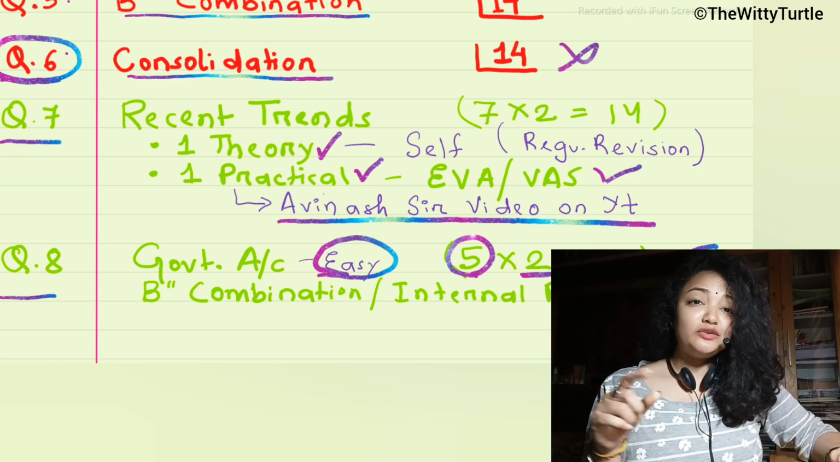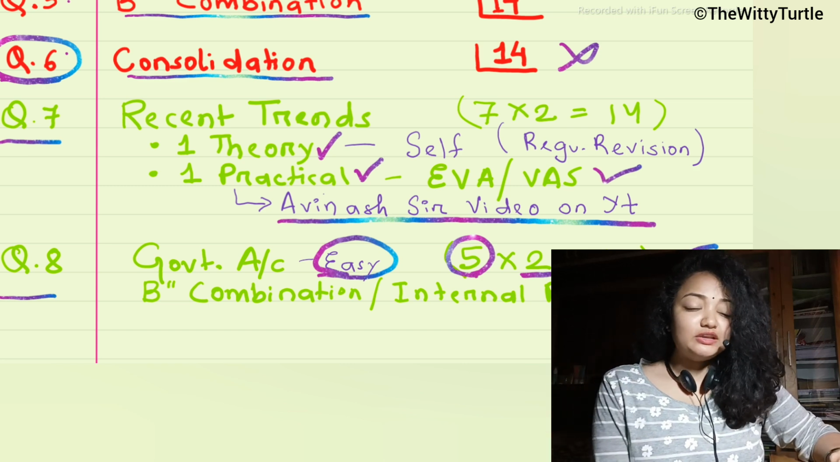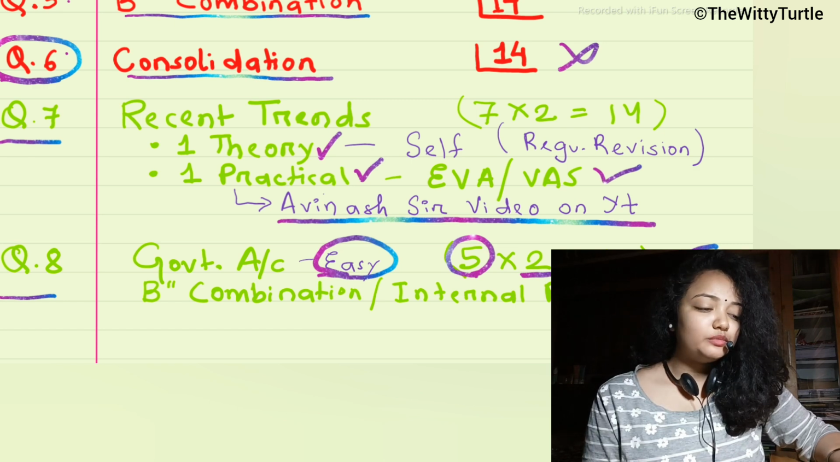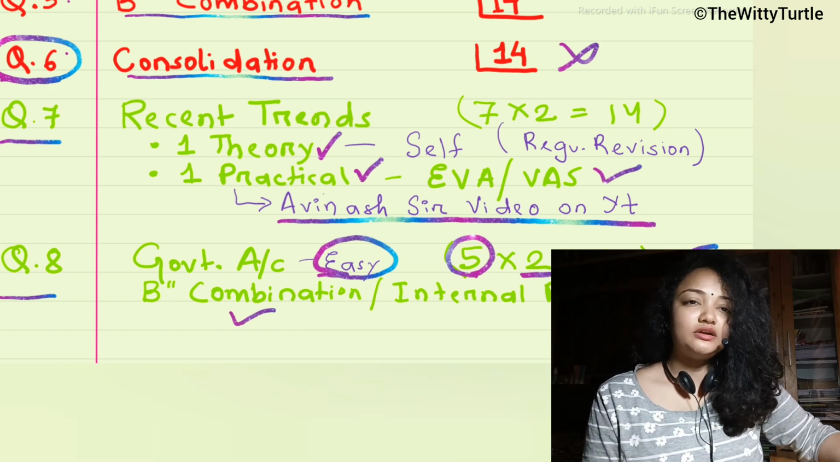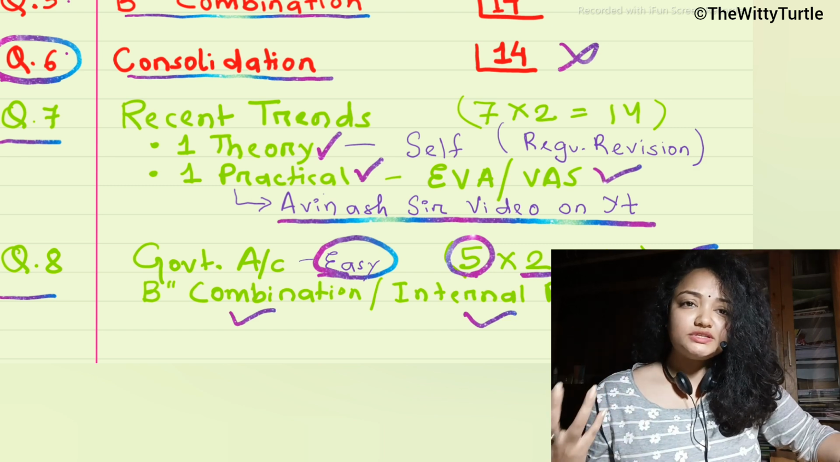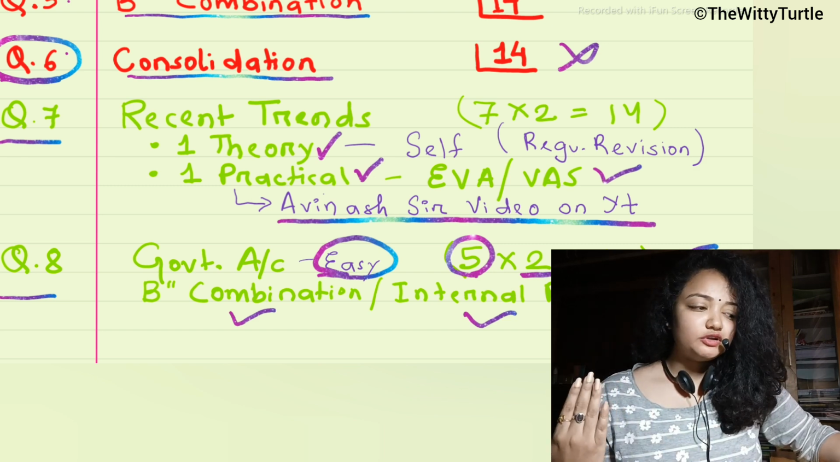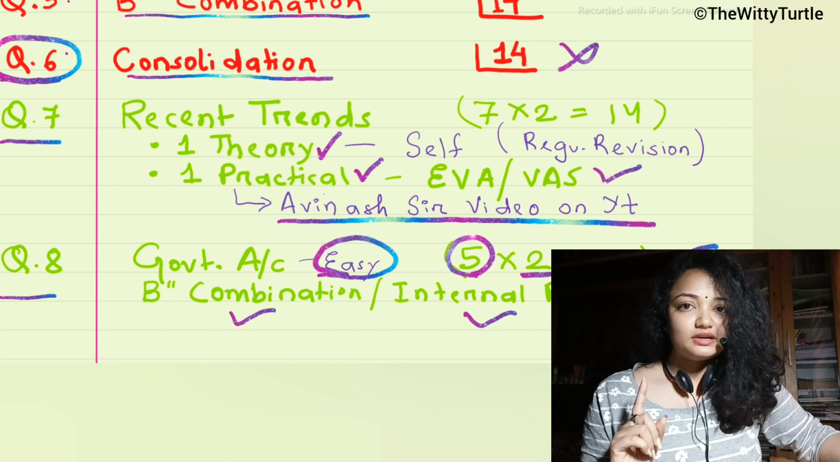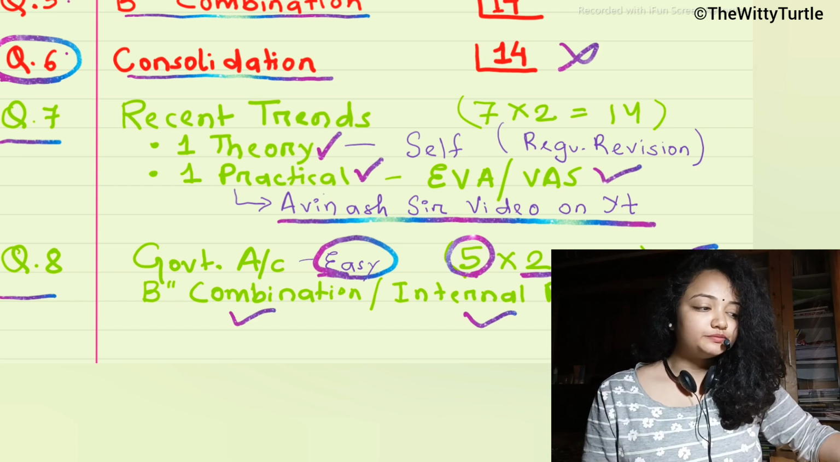Now, there will be a short question in question number 8, which can either come from business combination or internal reconstruction. So that is up to you. If you have done business combination, then you can go for this particular question, which will be of 4 marks. I hope this is clear now.